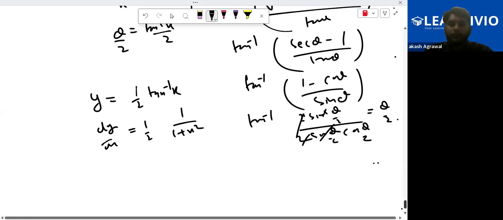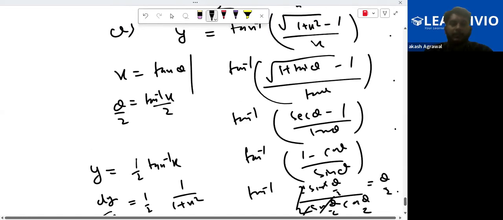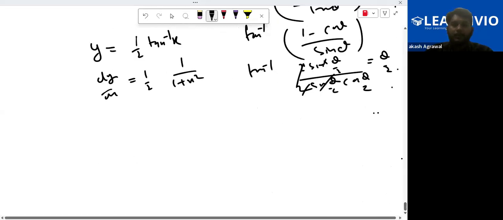That's it. Okay, anyone needs to note it down? No? Another question we have: y equals cot inverse of root of 1 plus x square, plus x.